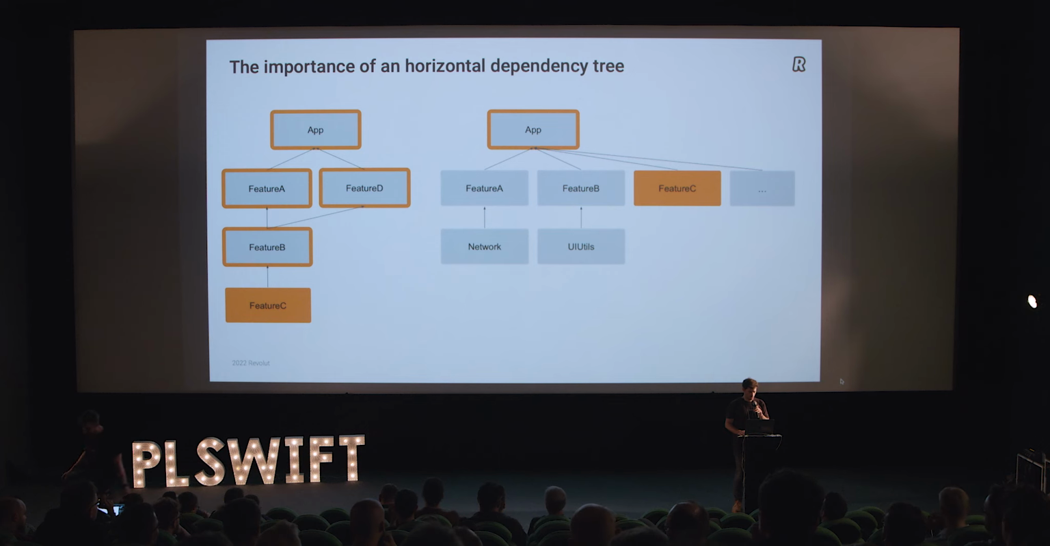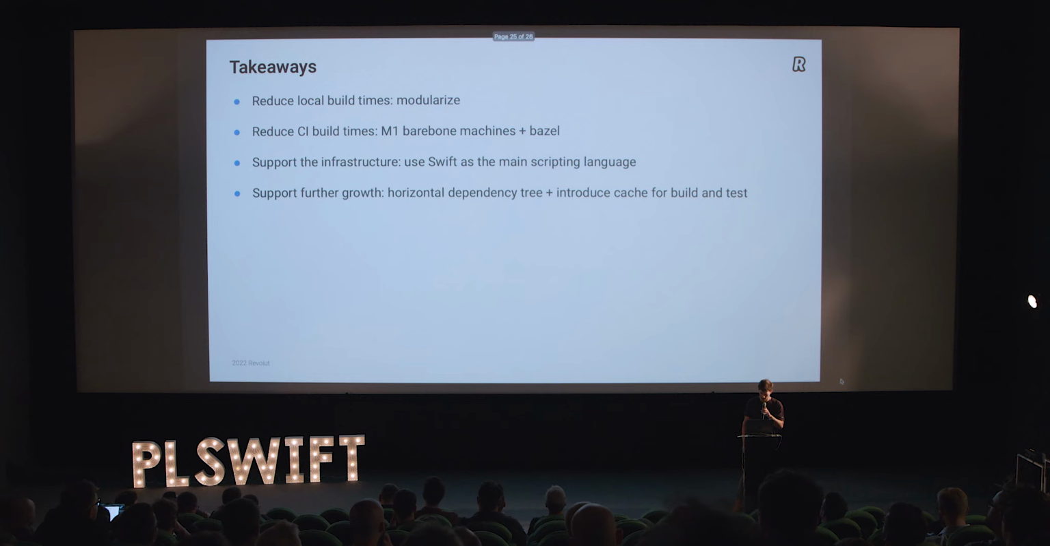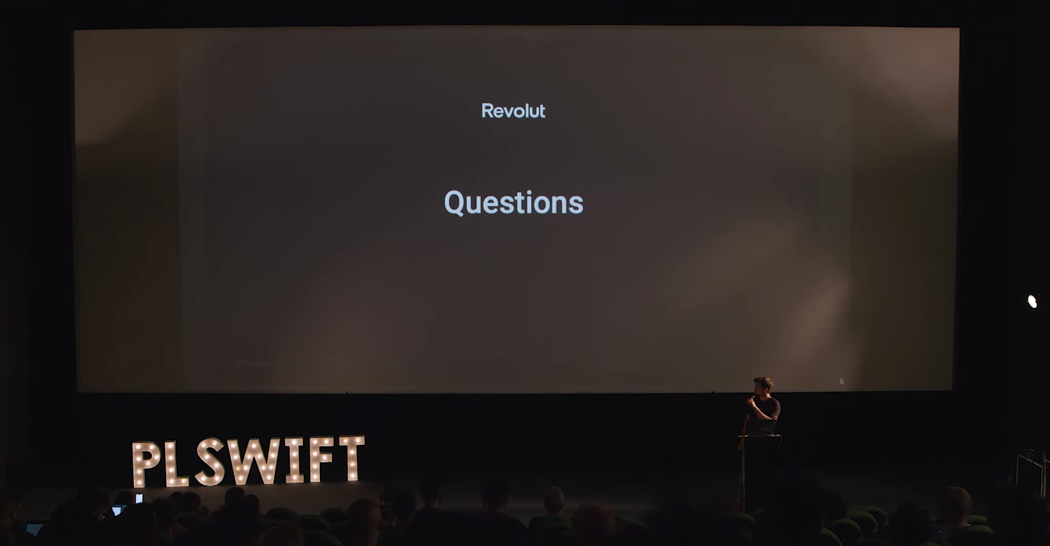So I think that's it here. And basically, let's run some conclusions. So for reducing local build times, modularize. For reducing CI build times, use M1, bare-bone machines, and use Bazel. For supporting infrastructure, use Swift. And if you want to be able to grow and grow a lot, you have to have a horizontal dependency tree and use local caching for building and testing. I think that's it. Questions?